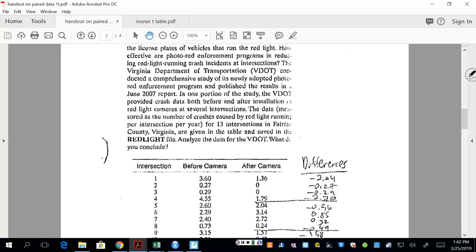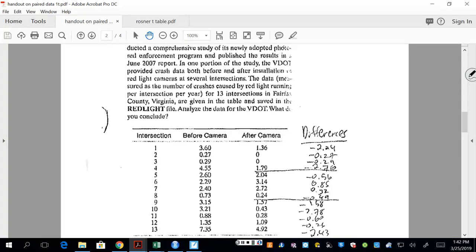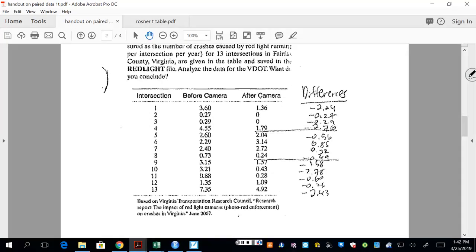Right, so there's a lot of description there, but the essence is they got some traffic lights. They had a number of accidents per year on average, a bunch of it at 13 intersections. They put in these red light cameras. You know what these red light cameras are?